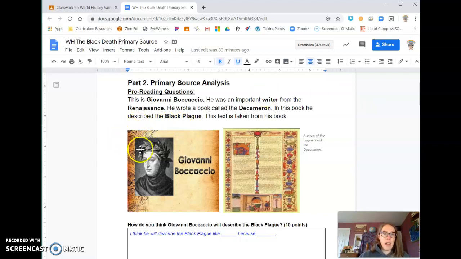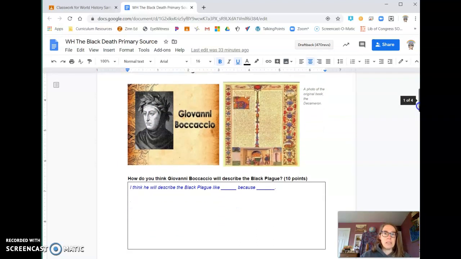So this is Giovanni Boccaccio. He was an important writer from the Renaissance. He wrote a book called the Decameron. In this book, he described the Black Plague. This text is taken from his book. So it's a primary source, this guy lived through the Black Plague.